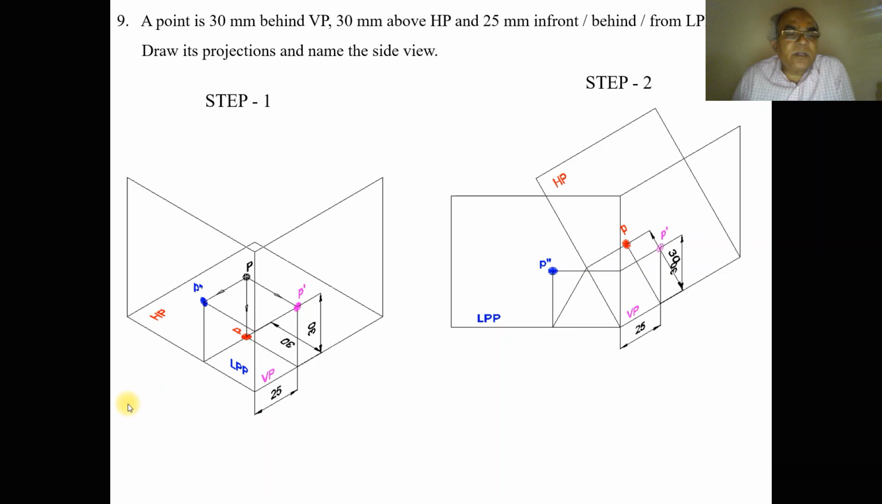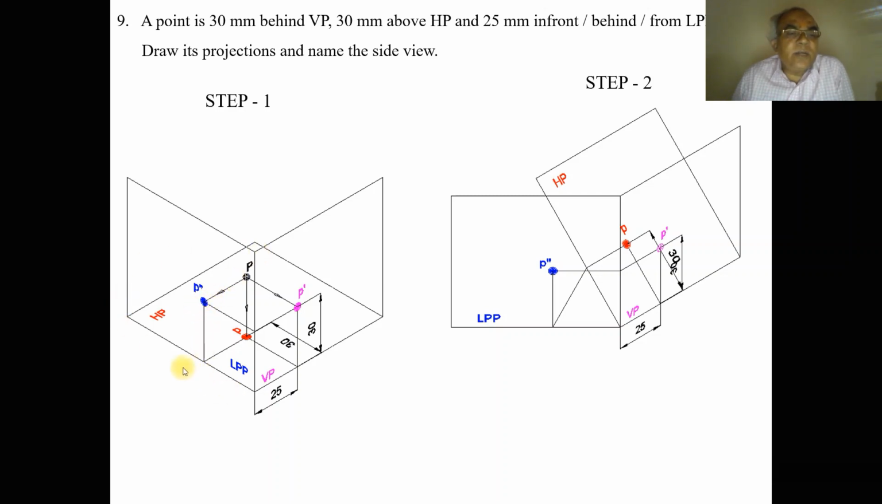Now, when you take the left profile plane, or the left side view, because the point is behind LPP, we have to look from the left side. When you look from the left side view, we can see the distance above HP and also the distance behind VP. When it is projected onto LPP, we can see those distances here.